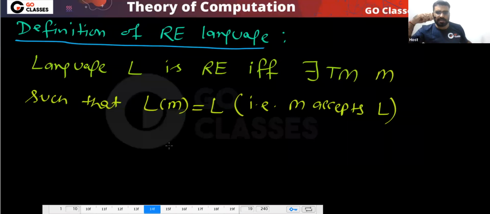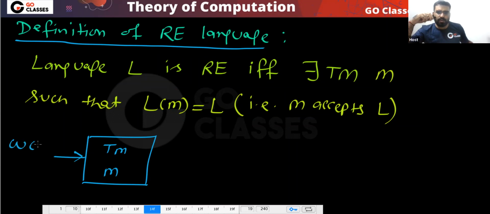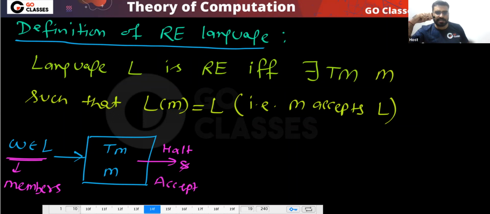And tell me one thing. If you have a Turing machine M, then what should happen? For the strings in the language, basically for the members, it should definitely halt and accept. And for the remaining, we don't care.